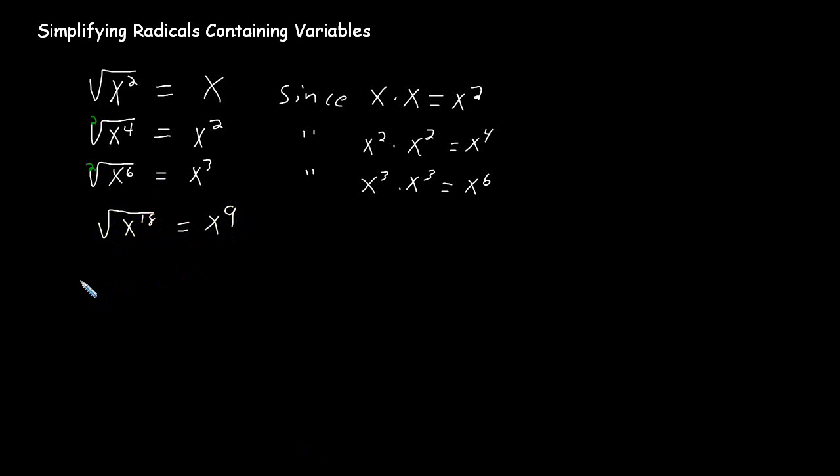If we want to look at an example that has more than one variable, say x to the 10th power, y to the 14th power, and maybe a third variable, z to the 26th power. We want to simplify that. Well, the index is understood to be 2. We're going to take half of each of the exponents.